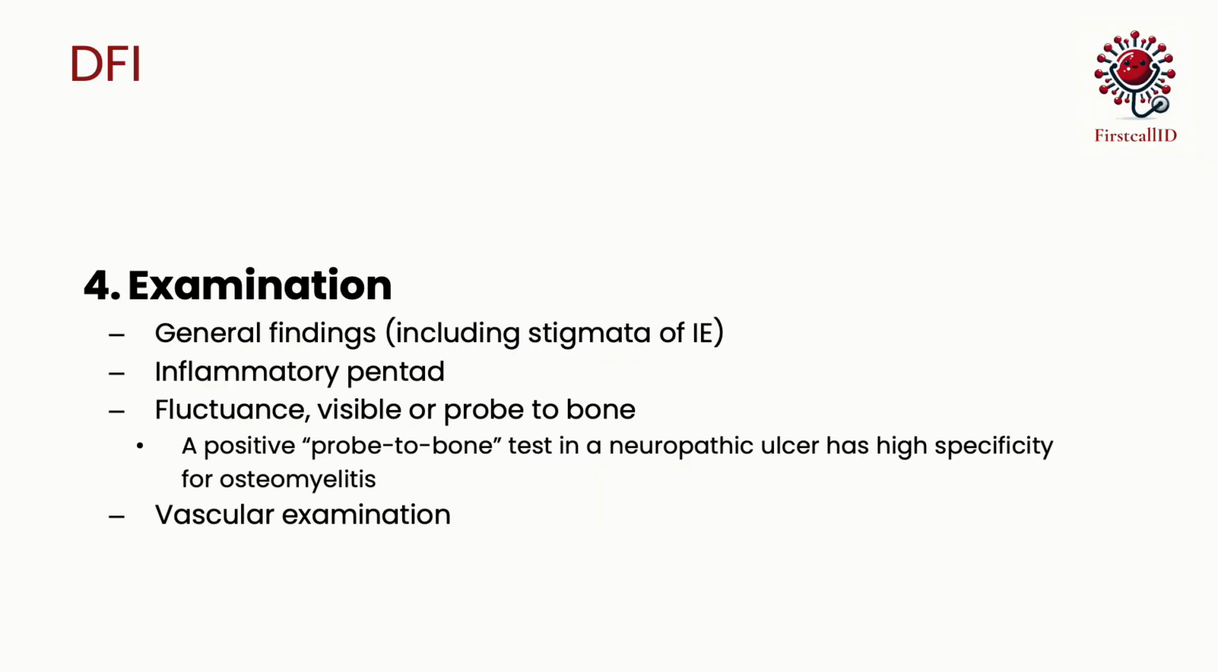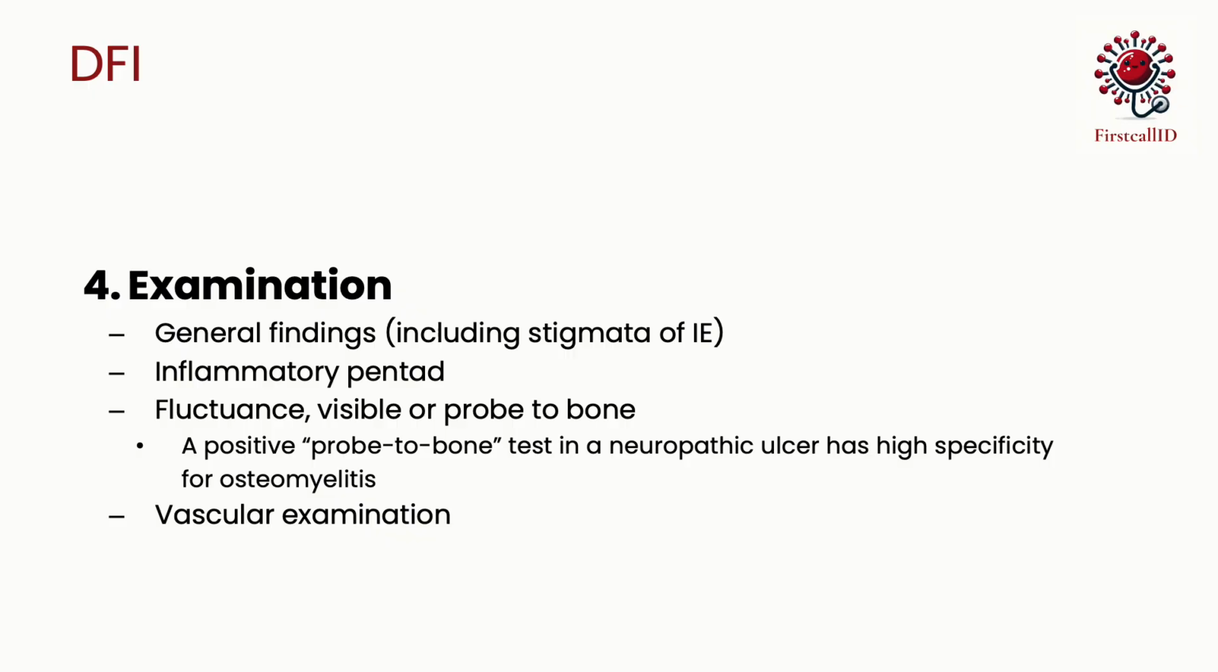In addition to our general examination, where we'll also pay attention to stigmata of infective endocarditis, as with all patients, we'll examine the affected limb, focusing on evidence of the inflammatory pentad, so rubor, calor, tumor, dolor, and loss of function. We'll not just look at the affected area, we'll palpate for any presence of fluctuance and see if we can express pus. We'll examine for any visible or exposed bone.